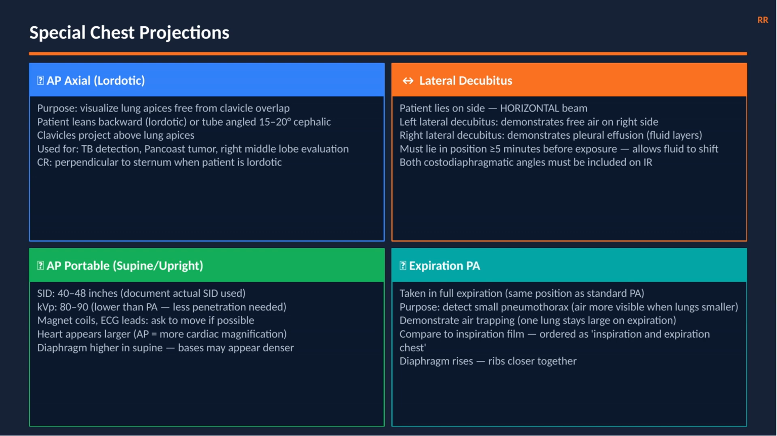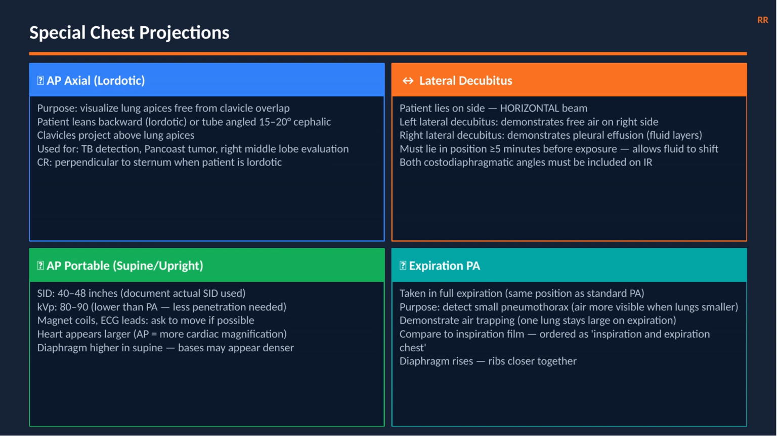AP portable. SID, 40 to 48 inches. Document the actual SID used. KVP, 80 to 90. Lower than PA because supine technique requires less penetration. The heart appears larger on AP compared to PA because the heart is further from the IR. More cardiac magnification. The diaphragm rides higher in the supine position. The lung bases appear denser.